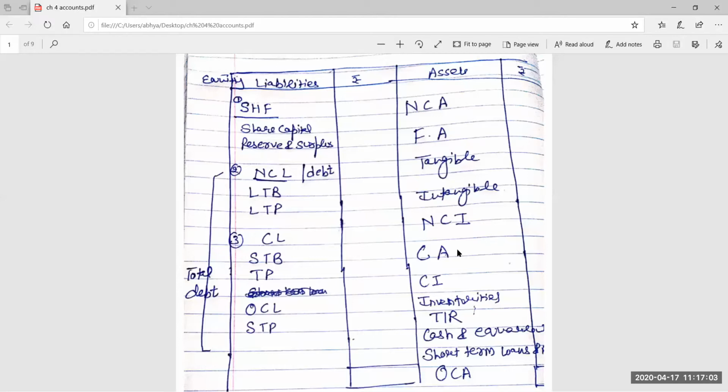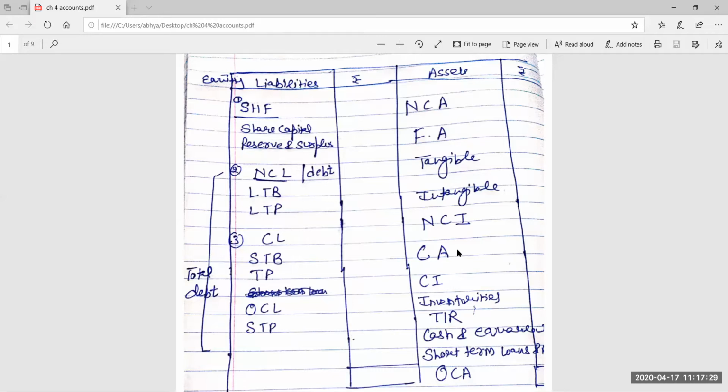So this will be the total of the balance sheet on the equity and liability side: shareholder fund, non-current liability, current liability. And you all know that the total of one side in a balance sheet is always equal to the total of the other side. Okay. On the second side, we always show assets. So assets: non-current asset and current asset. These are the two major heads.